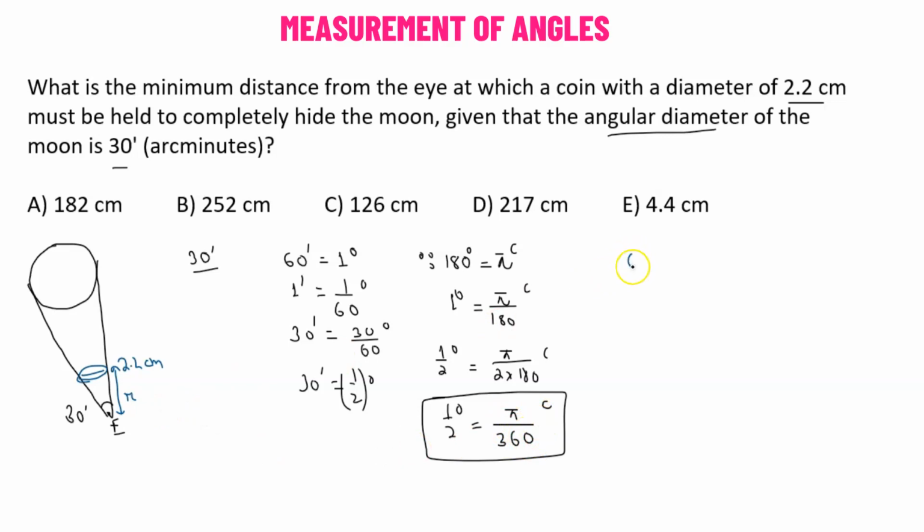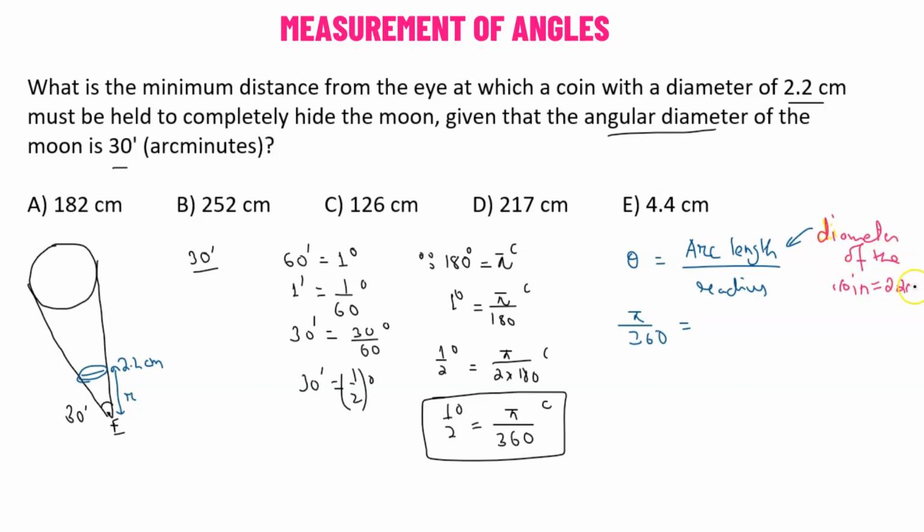Then we can use the formula theta equals arc length divided by radius, the ratio of the arc length to that of the radius. Now in our case, theta we have obtained is pi over 360. Here the arc length we can consider to be approximately equal to the diameter of the coin, and the diameter of the coin is given as 2.2 centimeters. So we will substitute this value here, and that's going to give us 2.2 divided by r.